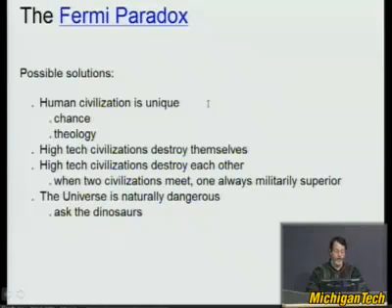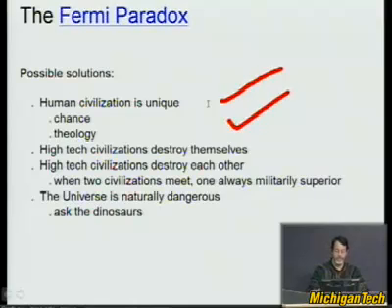I'm just going to throw out a few. One is that human civilization is unique, and this could be because of chance. It might be that some of those numbers in the Drake equation are actually much lower, and we were guessing at them, but if we could actually calculate it in some more fundamental way, the numbers would come out much lower, and we're lucky to even have existed.